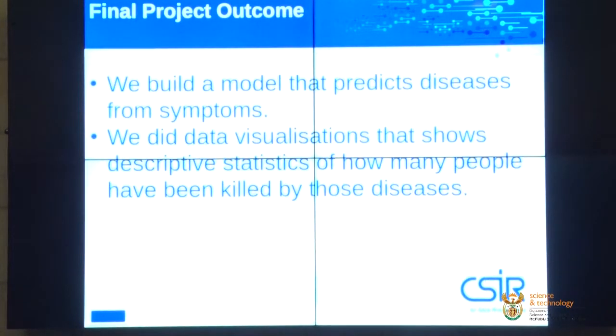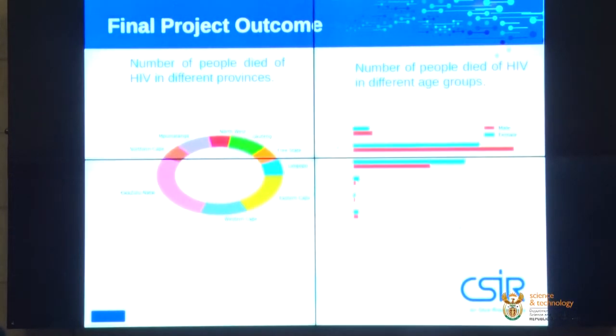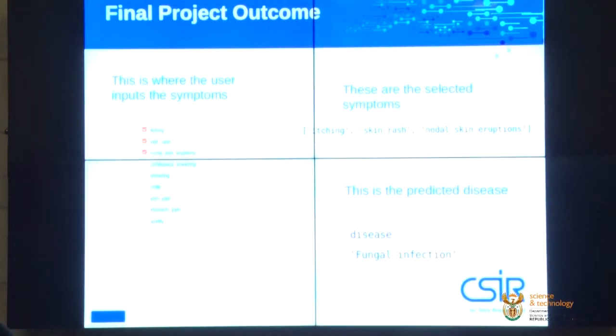In our final outcome, we were able to build a project that predicts the diseases from the symptoms. We did data visualizations that show descriptive statistics, like how many people were killed by that disease in a particular year, in a particular province, or in a particular range of years. We did a lot of them, also based on age groups, gender, and other things. Bophelo is going to take you through the final outcome, the dashboard, and the other things.